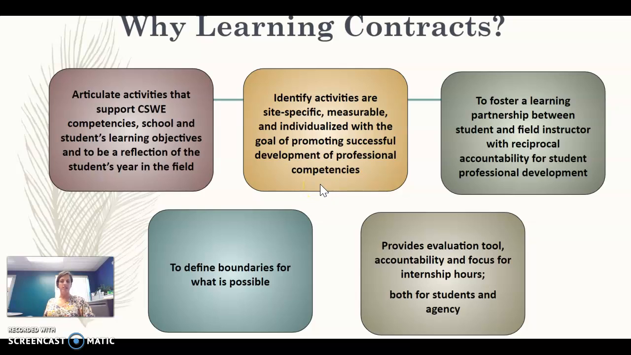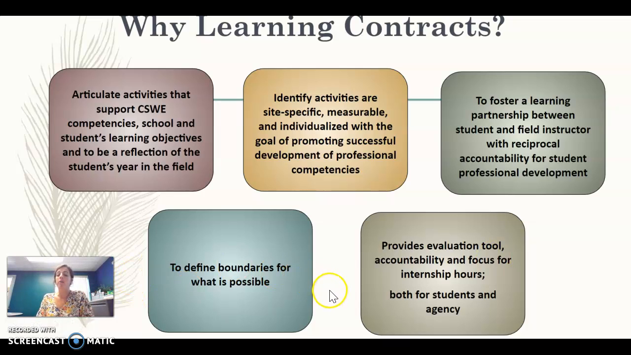Oftentimes at agencies, there's the potential of a student just going and not really having any specific focus. It can feel overwhelming for the agency and for the student. So the learning contract aims to kind of break these down into specific measurable activities and goals, because that helps the student develop the professional competencies that we're looking for. It does foster a learning relationship between the student and the field supervisor. And so there's that reciprocal responsibility of the supervisor providing the opportunities, but the student also being proactive and engaged in their own learning.